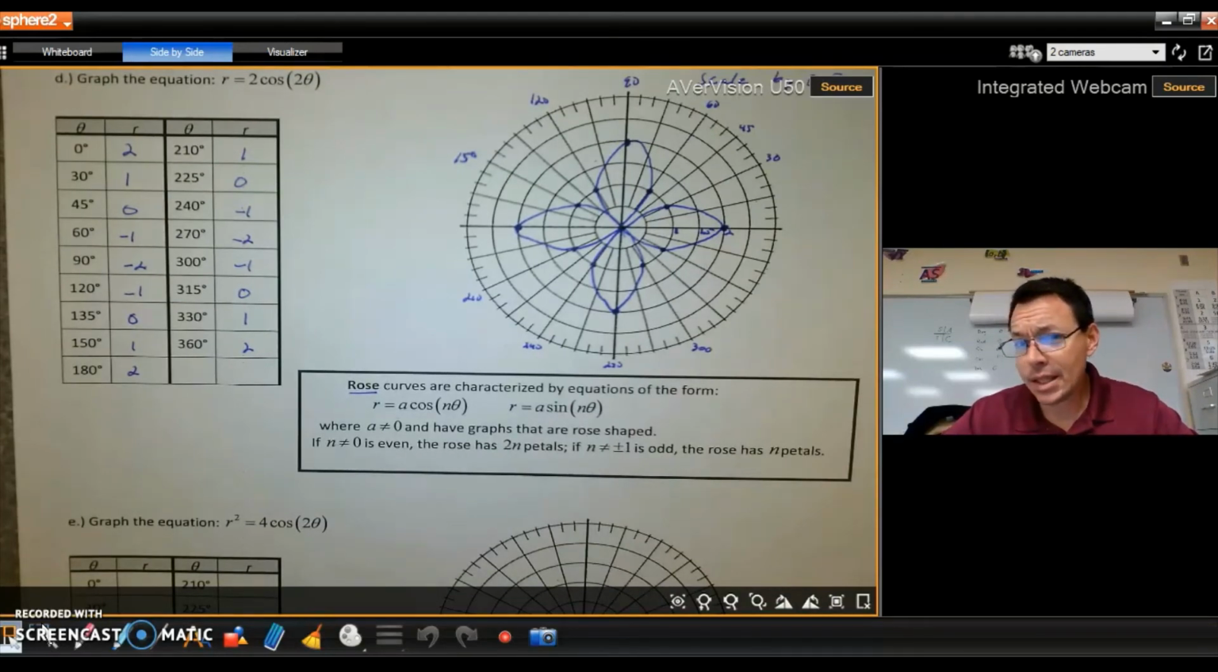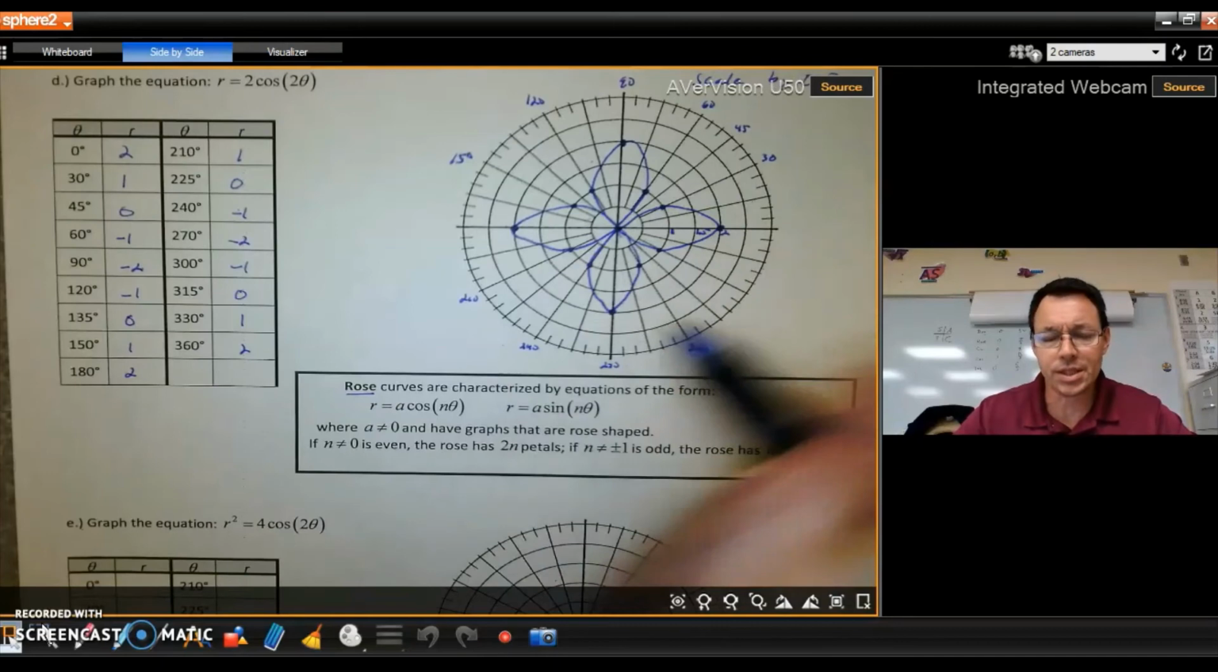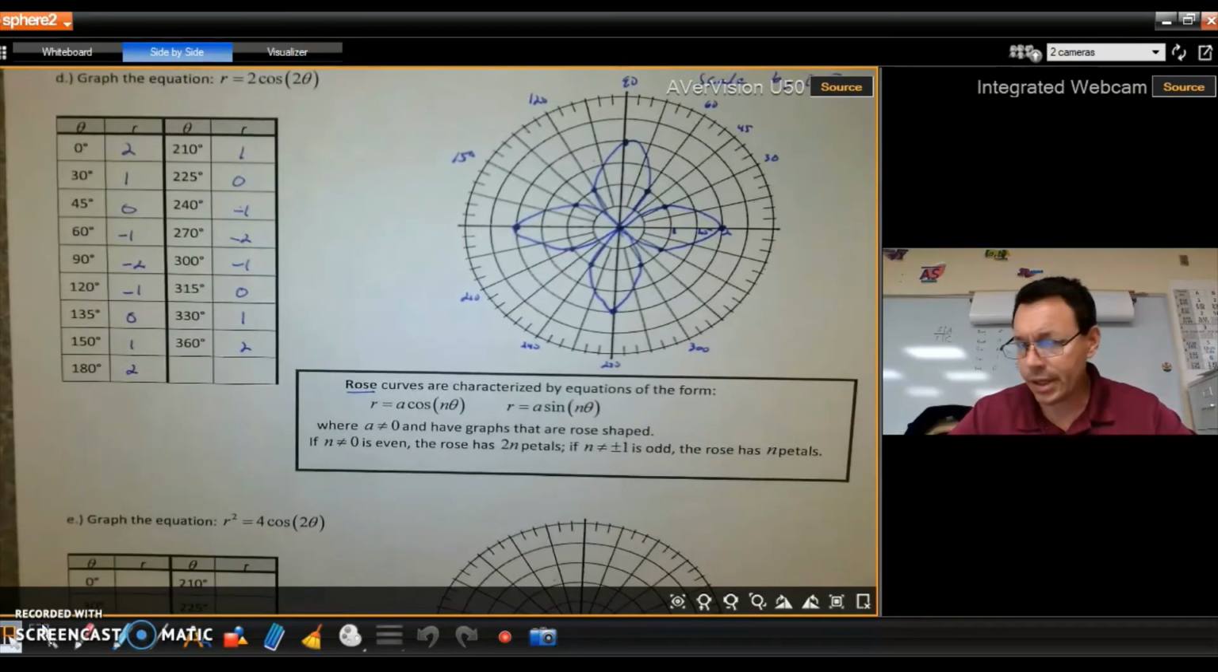These can get kind of unusual. I think there's one on your homework where it's like a 5-petaled rose. So do the best you can on that one. I give you some more points because you really need to have some extra points to get the shape of it. So when you see a big graph, just plug in the numbers I gave you and see how it works out. Okay? So, but that's a rose.